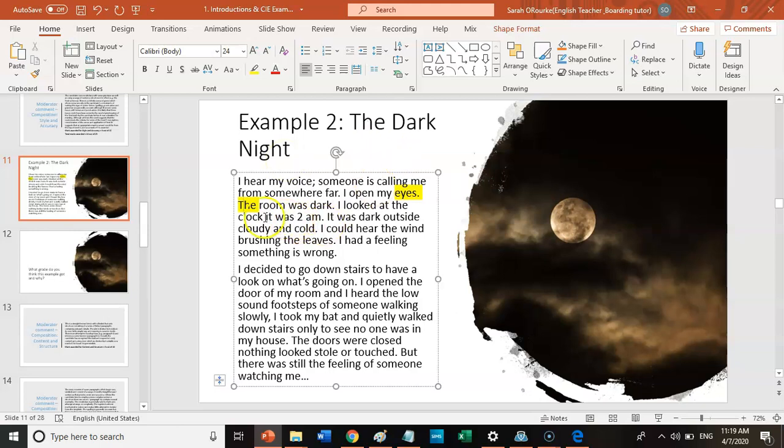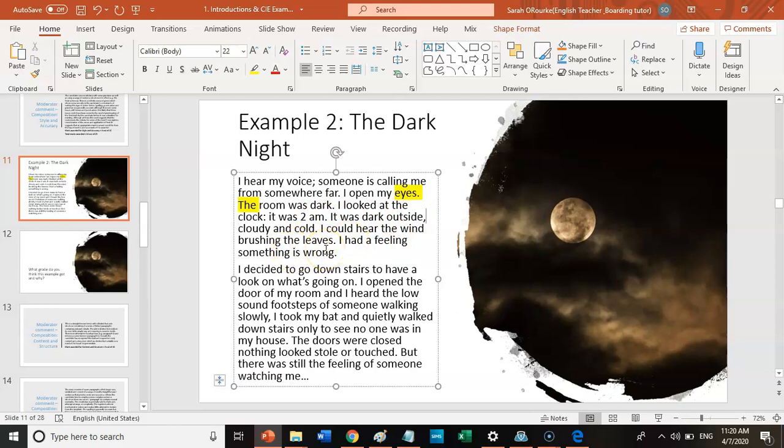I looked at the clock, it was 2 a.m. Same thing again. There is another comma splice. I might put a colon there to join them. It was dark outside, cloudy and cold. That there is supposed to be an extra clause, so it needs a comma. I could hear the wind brushing the leaves. I had a feeling something is wrong.